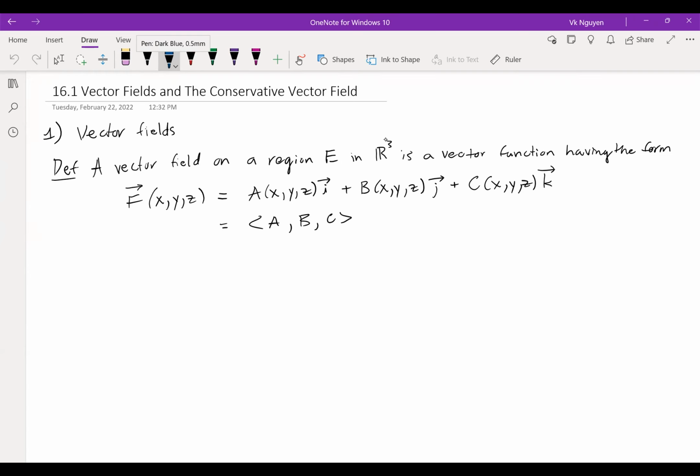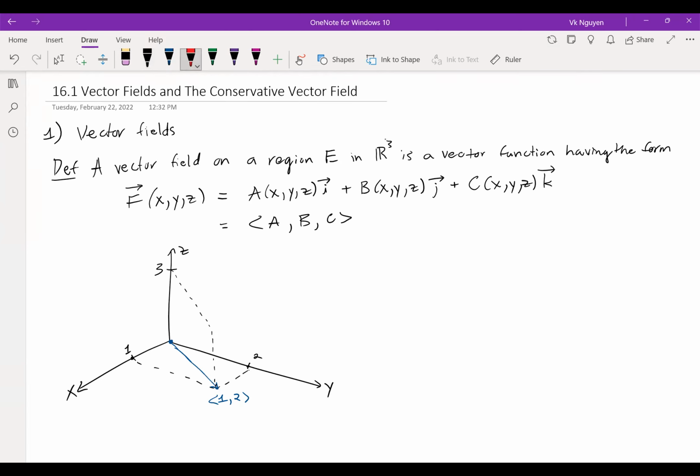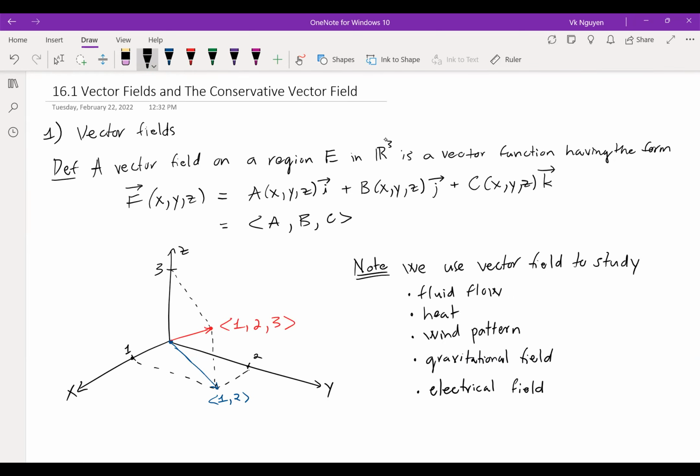Hopefully, most of you know that you can get to a point just by a vector from the origin. So there's the vector 1, 2, 3. Sometimes the vector field is also called the force field.